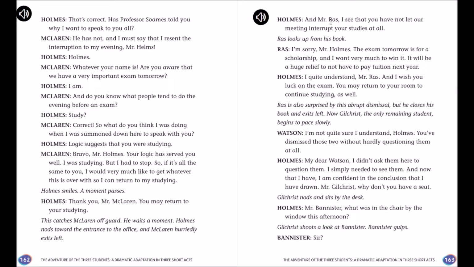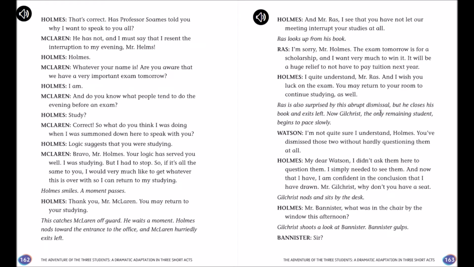Holmes: And Mr. Ross, I see that you've not let our meeting interrupt your studies at all. Ross looks up from his book. Ross: I'm sorry, Mr. Holmes. The exam tomorrow is for a scholarship, and I very much want to win it. It will be a huge relief to not have to pay tuition next year. Holmes: I quite understand, Mr. Ross, and I wish you luck on the exam. You may return to your room to continue studying as well. Ross is also surprised by his abrupt dismissal, but he closes his book and exits left.